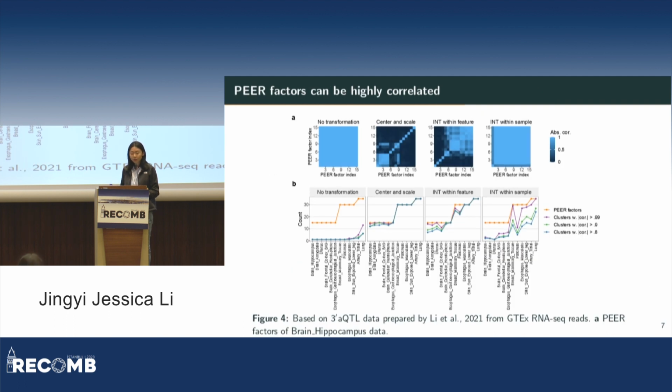Another thing we want to note is that Peer factors, if they're not applied to the correctly scaled matrix, can be highly correlated. Like in this case, even though we hoped we found 15 Peer factors, since they're so highly correlated, we essentially only have one. Also, whether you do centering and scaling, inverse normal transformation for every feature across samples, or inverse normal transformation for every sample across features, the results will be different. And we have seen all these different usages in practice. This is another factor we have discussed.